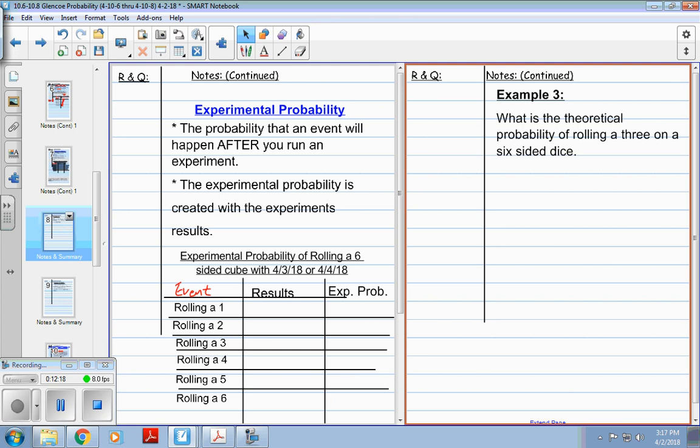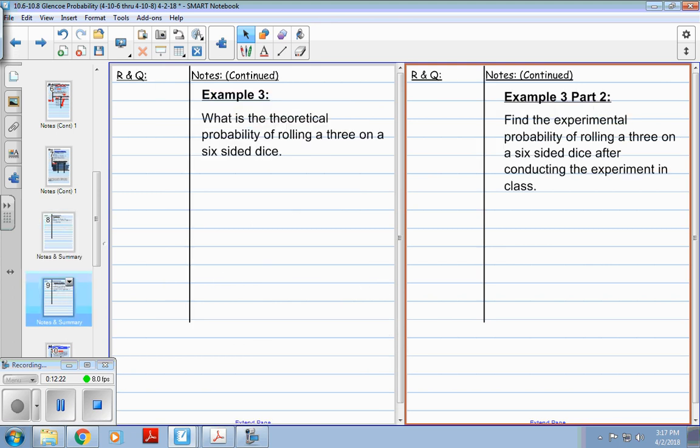So we're going to move forward here, and these examples I'm going to have you copy down, but we're not going to be able to answer them until after we run the experiment. So go ahead and copy example 3, part 1 and 2 down, leave space, and we'll actually answer this part of the problem in class after our experiment.